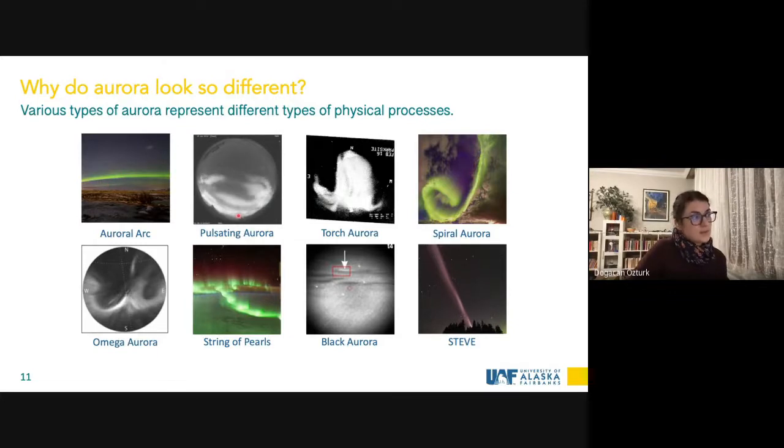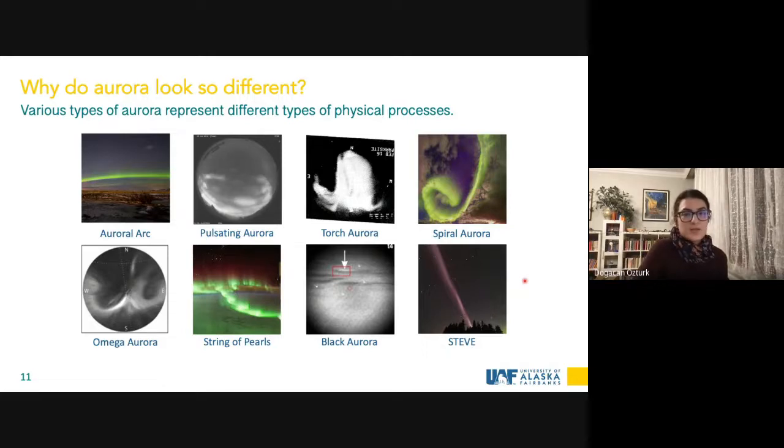You can see the pulsating aurora. This is not as bright, but you can see that it has that periodic dimming and brightening happening. We have the torch aurora, with a south to north elongation that you can see distinctly. There's spiral aurora, and omega aurora that is similar to torch aurora. There's the string of pearls or auroral beads, the black aurora, which appears as a reduction in the flux, and the Steve, which recently joined the aurora family.